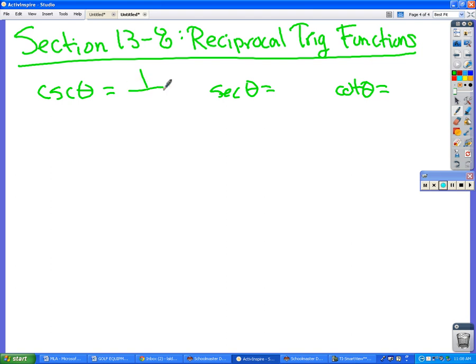Cosecant is the inverse of sine. Secant is the inverse of cosine. And cotangent is the inverse of tangent. And so what they've done is they've taken what should be really easy to remember and made it really difficult. Cosine and sine should be inverses of each other, right? Cosecant and secant could be inverses of each other, cotangent and tangent, but that's not how it goes. Cotangent is the inverse of tangent, but cosecant is the inverse of sine, and secant is the inverse of cosine.